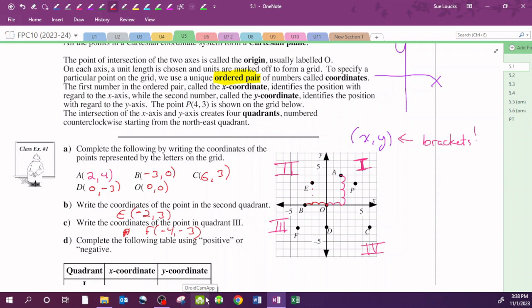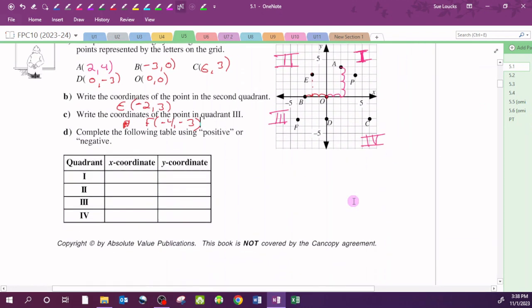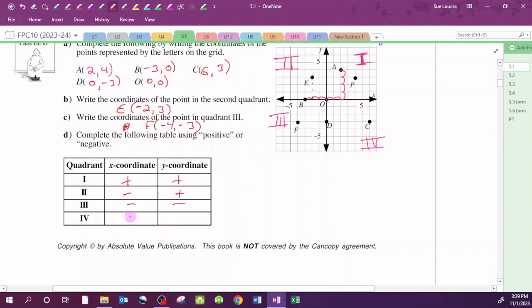And then we're just going to complete this table using positives and negatives. So quadrant 1, like I mentioned, everything's positive because that's mostly your real world stuff. When we go to quadrant 2, our x values are negative and our y's are positive. Quadrant 3, everything's negative. And in quadrant 4, down here, our x's are positive, but our y's are negative. Okay, next page.